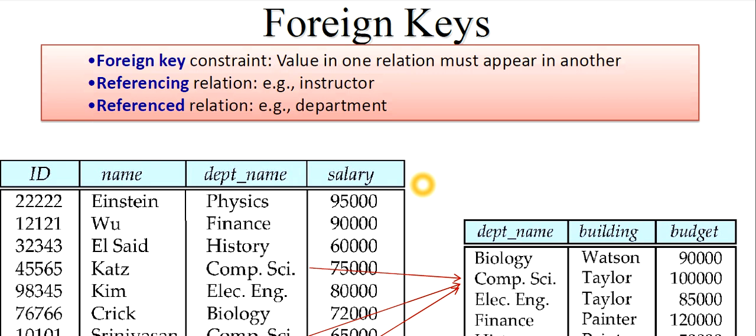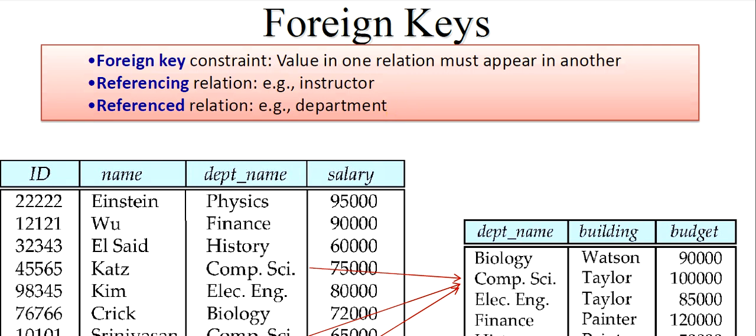So, this is the lecture series on DBMS, and today our topic is foreign keys, popularly known as referential integrity constraints. To understand foreign keys, you should have a basic understanding of keys, which you will find in our previous lecture, and the link is given in the description box below.